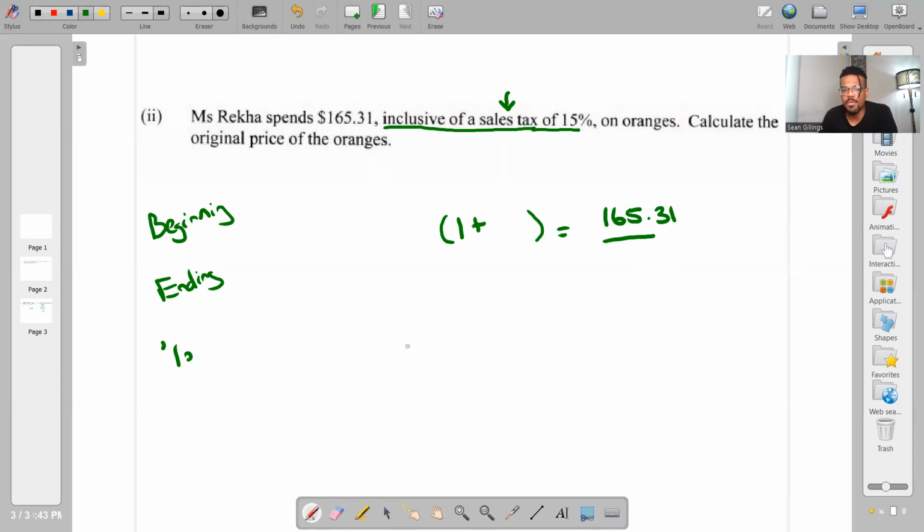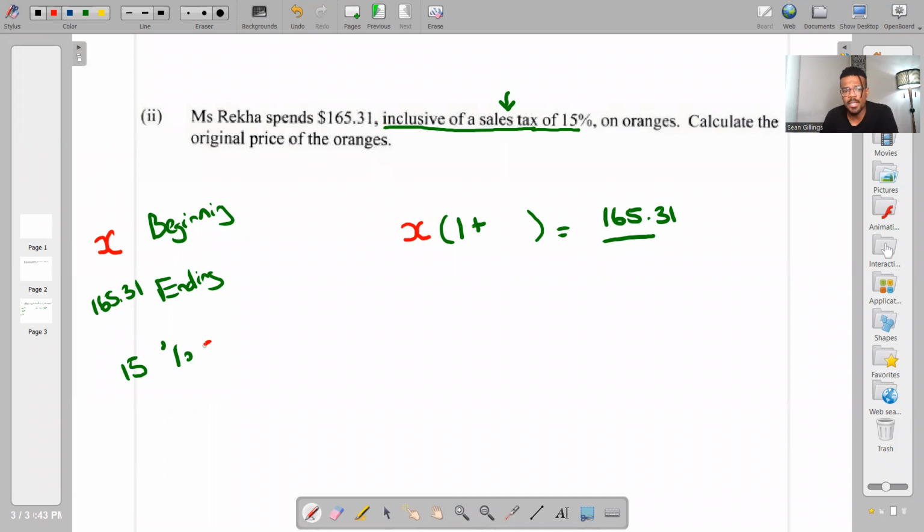Now the percentage is 15% from our example. The ending is 165.31. And then you're always going to have something that you need to be solving for, which I'm going to call X. So I'm solving for X here, which is the original price, okay?